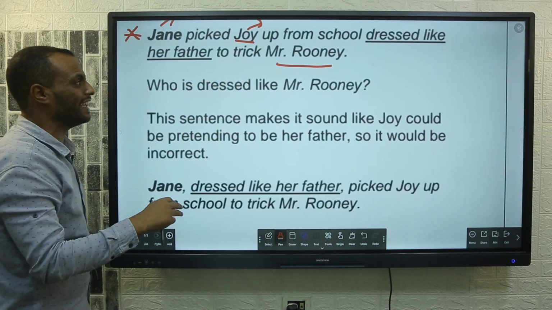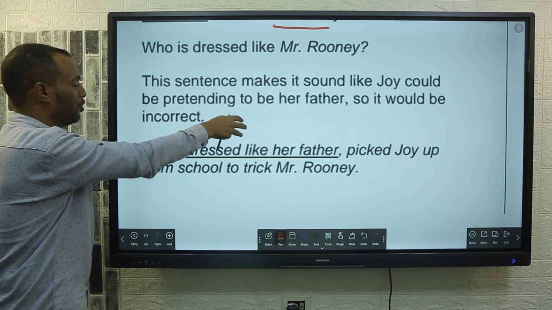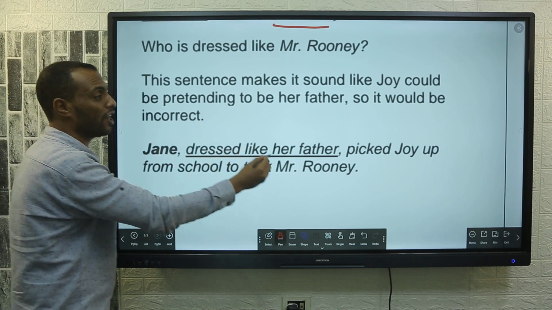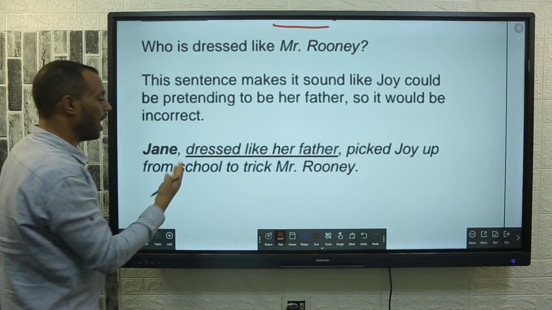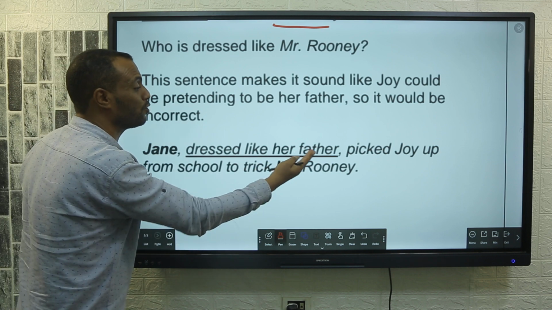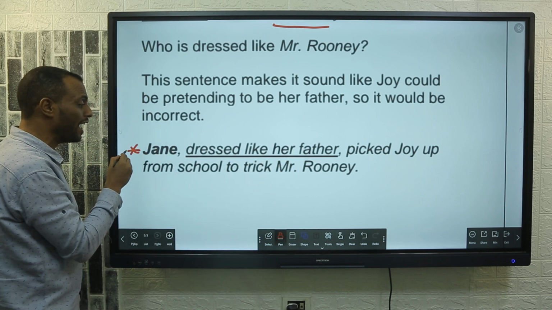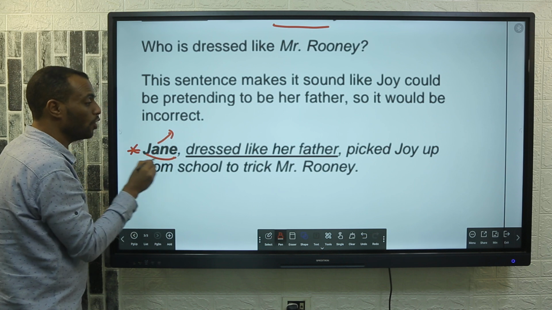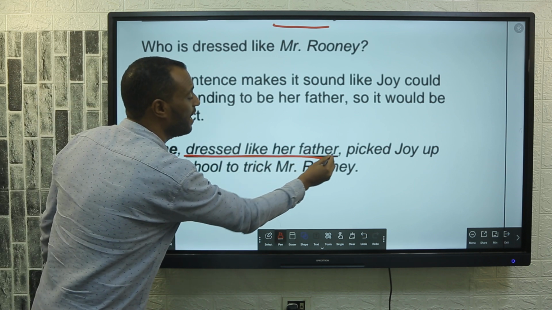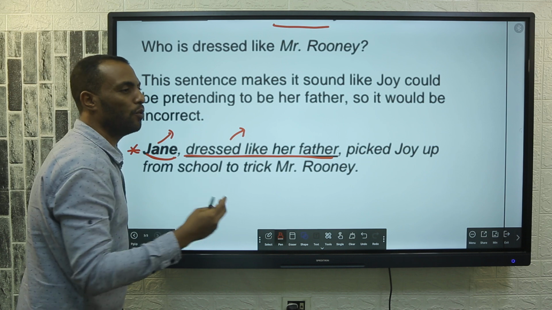Let's now correct it. The correction is going to be like this. Jane, dressed like her father, picked Joy up from school to trick Mr. Rooney. If you check now, here is the thing modified, which is Jane, and dressed like her father, which is our modifier.